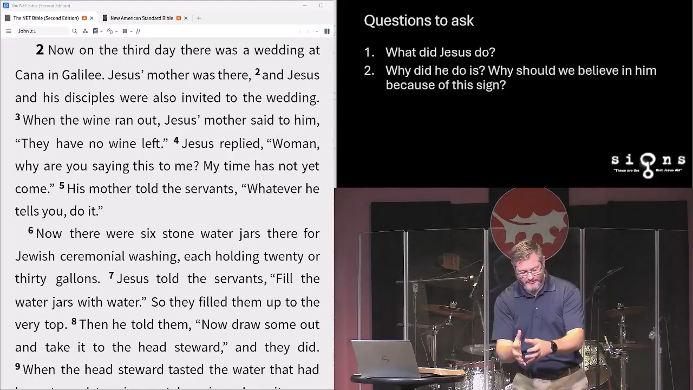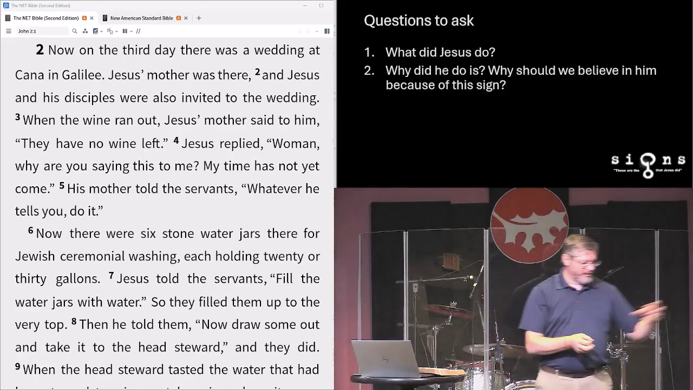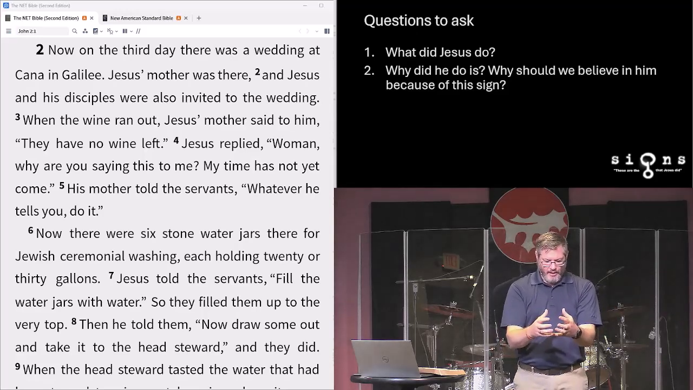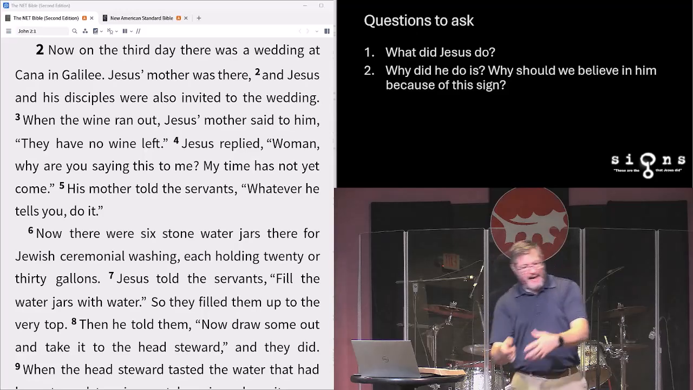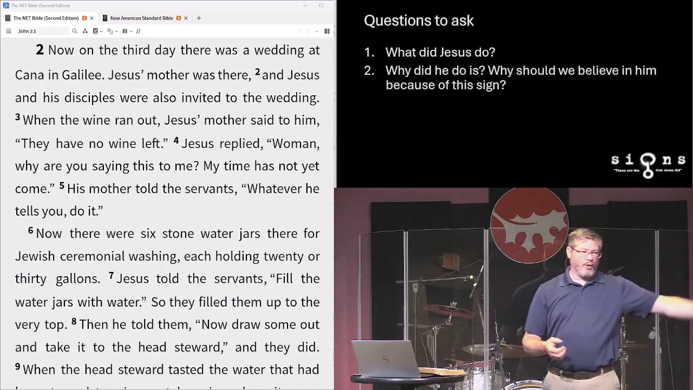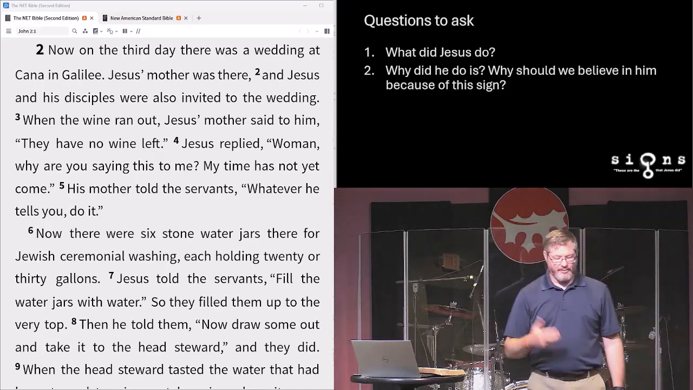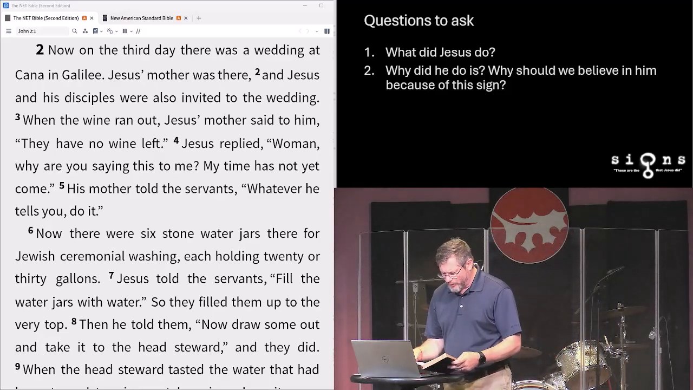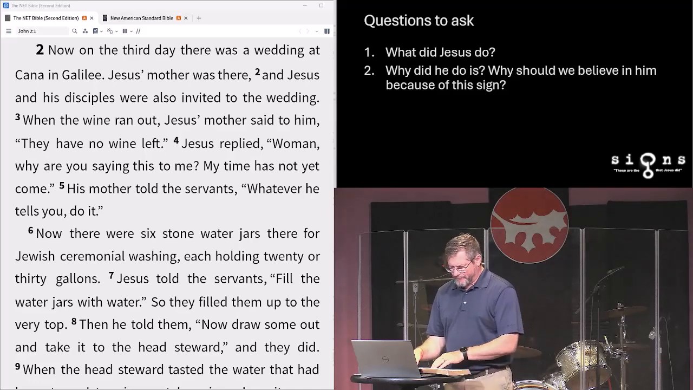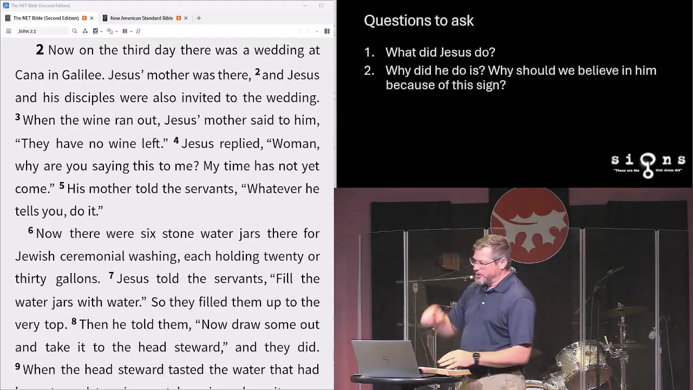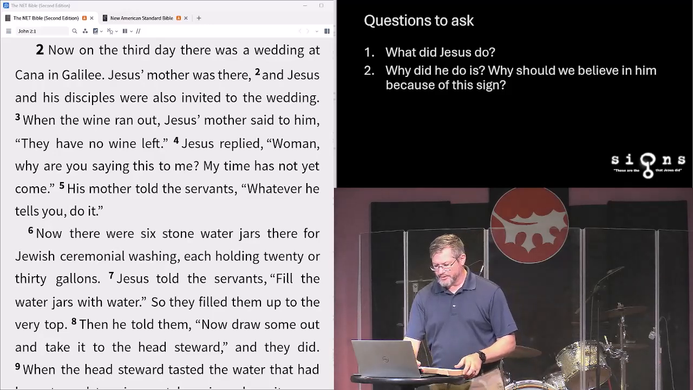Okay, if the purpose of the sign was to lead people to belief, to lead us to belief or faith in him in some way, for salvation, and I think, for those of us who do know Jesus as Savior already, for growth as well, okay, there's something for everyone in each of these accounts. Why did he do it, and why should we believe in him because of this sign? Okay? Let's just think through it. Let's just work through the text a little bit, and then we'll come back to these questions, okay?